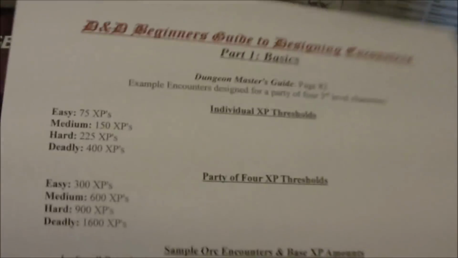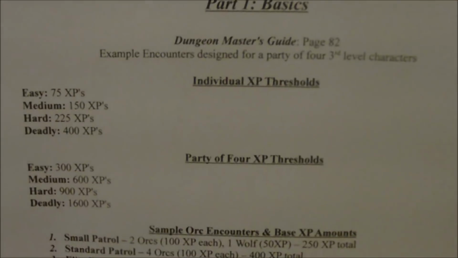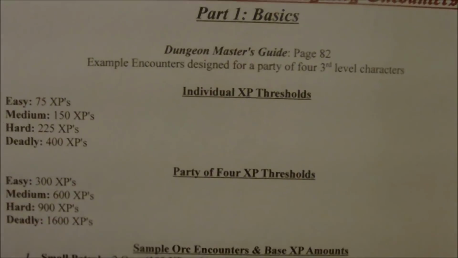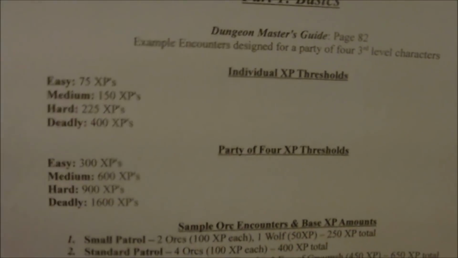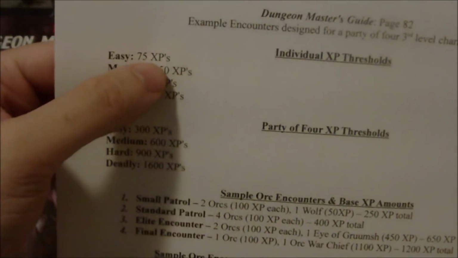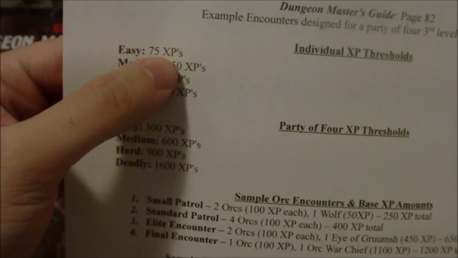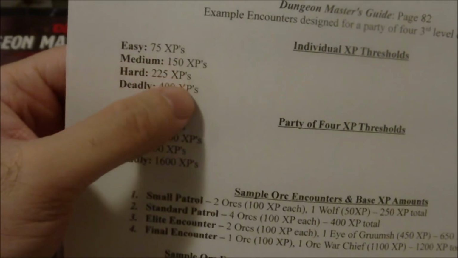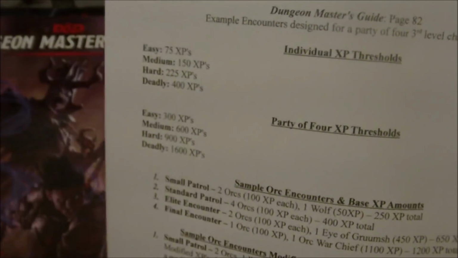And I'm just going to show you what I typed up because it may show up a little better here. So, again, page 82, the example encounters are designed for a party of 4 third-level characters. For easy encounters, the individual player's XP threshold is 75 experience points. For medium, it's 150, hard is 225, and deadly is 400.